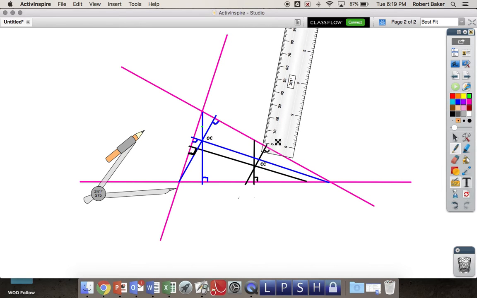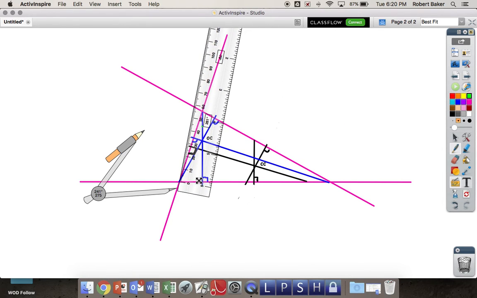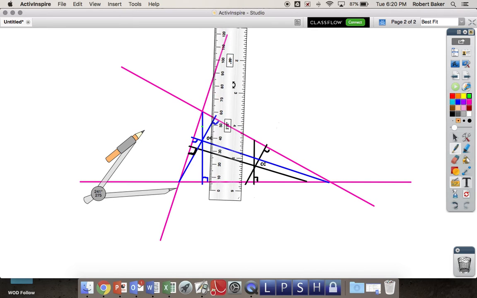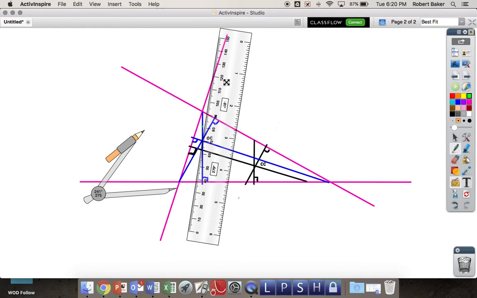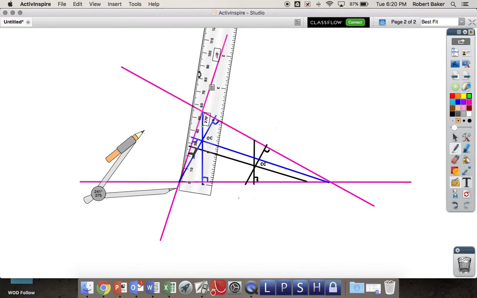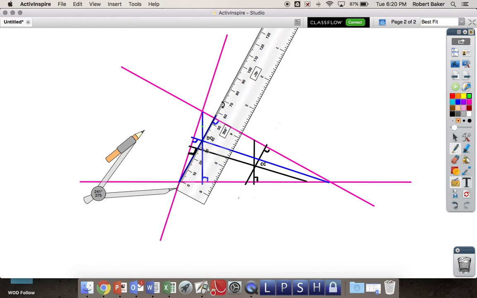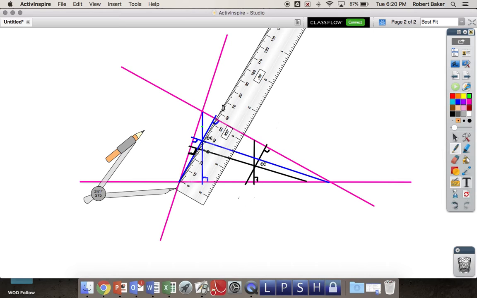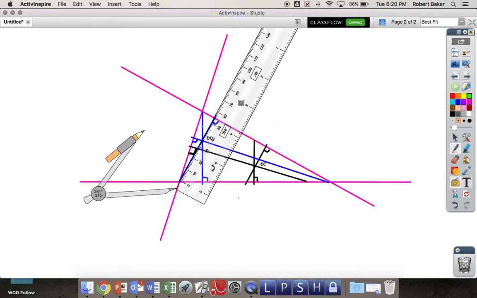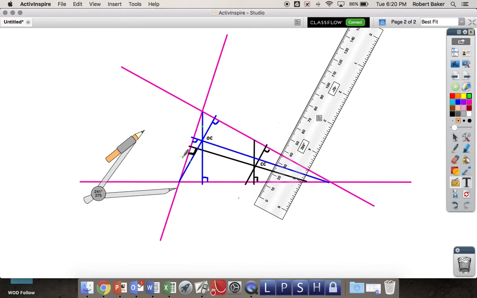Let me try that again. I'll try and speed it up for you guys. From the vertex to the orthocenter, that one appears to be 35, and half of 35 would be about 17 and a half. Okay, let me make that point a little bigger so we can see it. Right here is that point.